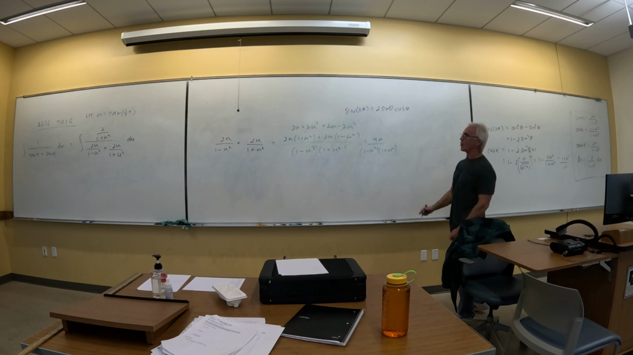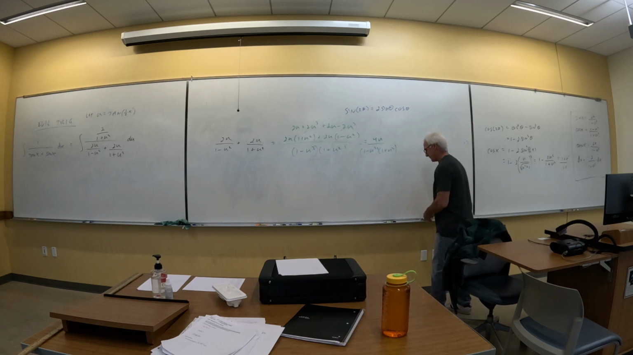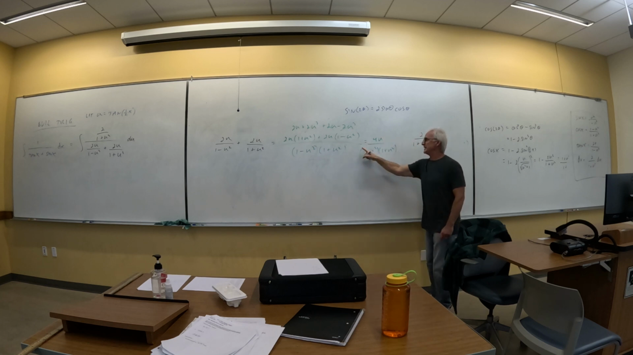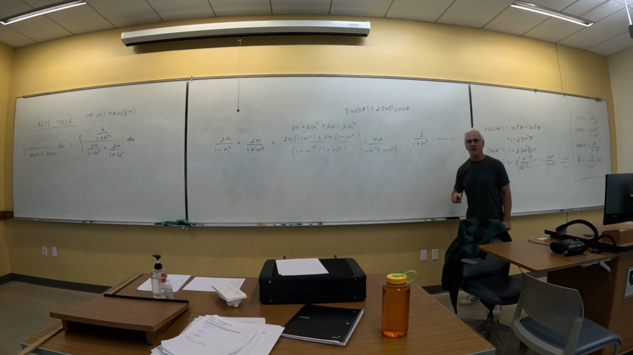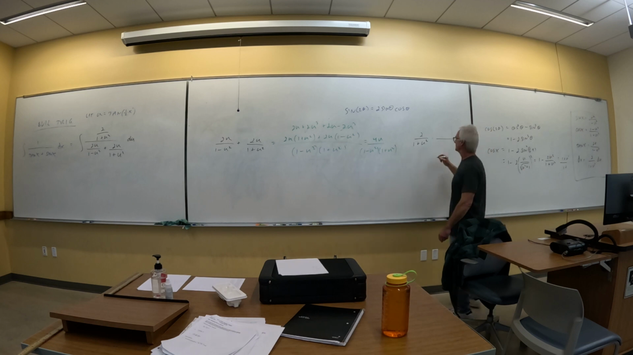So my overall quotient is 2 over 1 plus u squared divided by all of this, or times what? The reciprocal.